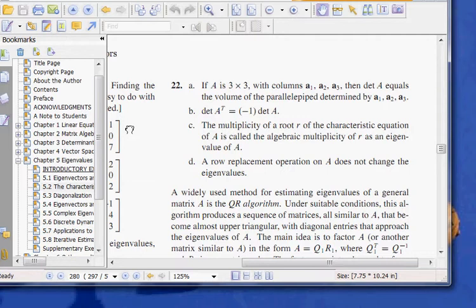Hold on a minute. I think this one's a little tricky. A row replacement operation on A does not change the eigenvalues. Well, the eigenvalues are related to the determinant, right? And since a row replacement definitely has an effect on the determinant, we can infer that it also has an effect on eigenvalues. Okay, so though I'm not sure, I would say that this is false. I'm pretty much 99% sure on the other 7 multiple choice, but this D I might be a little iffy.